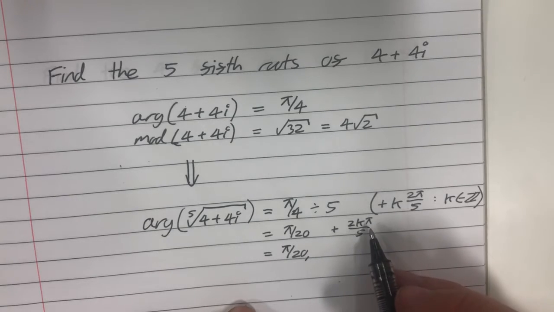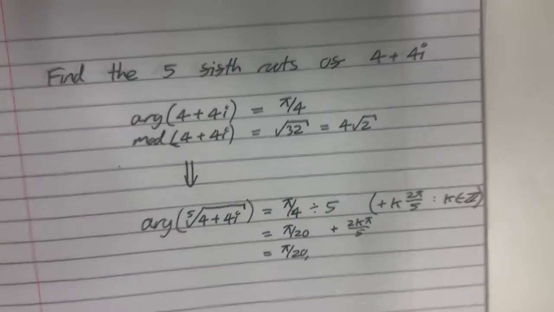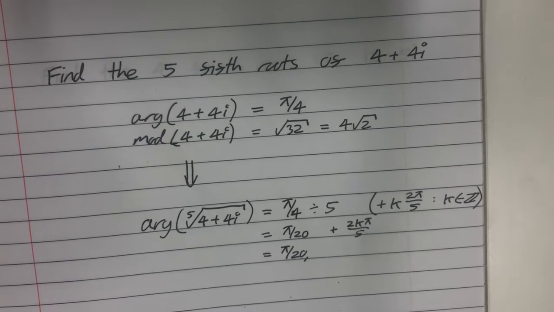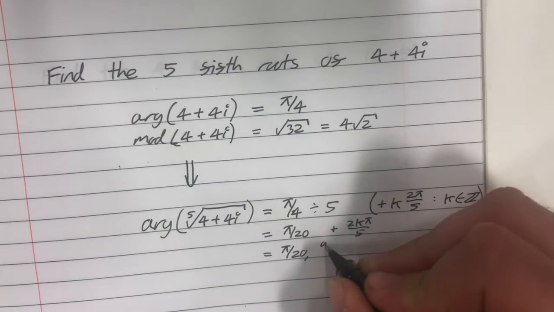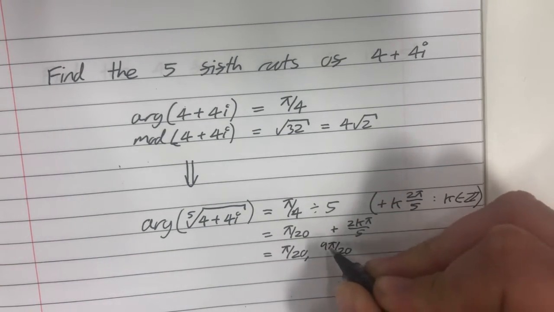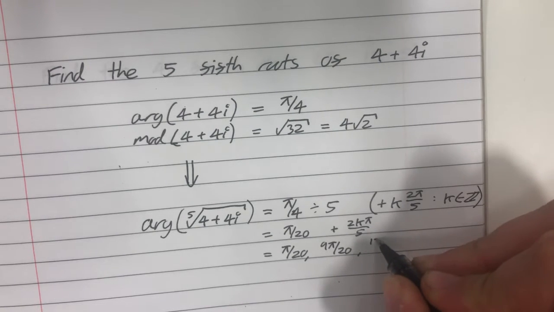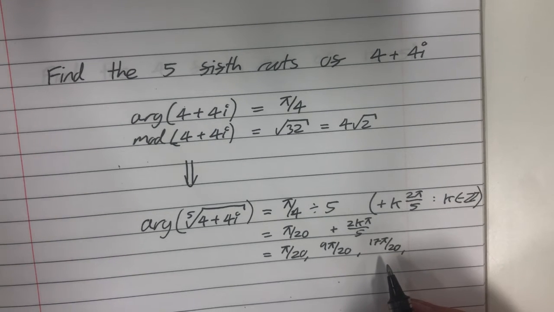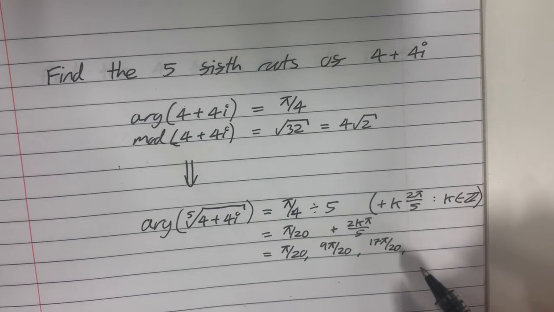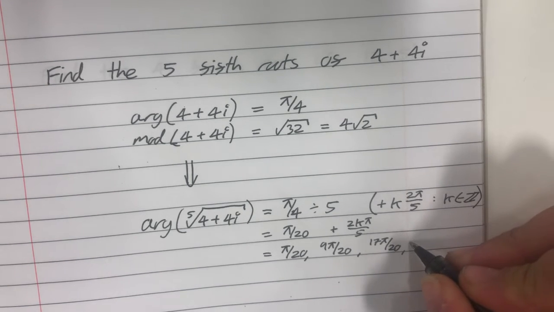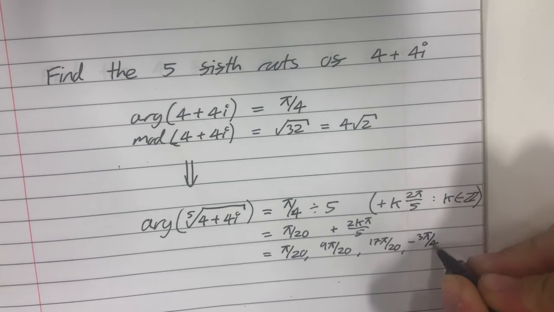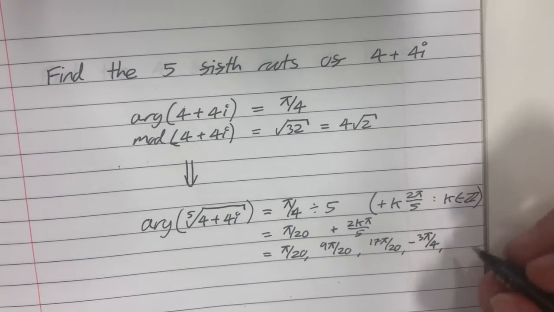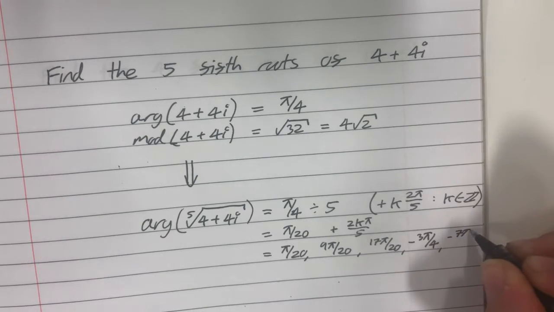Then if k is 1, we can add 2 pi on 5 to that. So pi on 20 plus 2 pi on 5 gives us 9 pi on 20. Add another 2 pi on 5, gives us another one, which is 17 pi on 20. Add another one, that's going to be 25 pi on 20, which can be simplified to 5 pi on 4, but that's bigger than pi, so as a principal argument that would be minus 3 pi on 4. And then the other one would be minus 7 pi on 20.